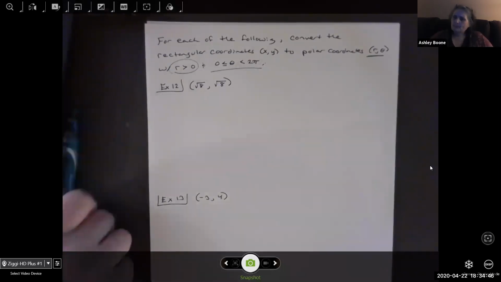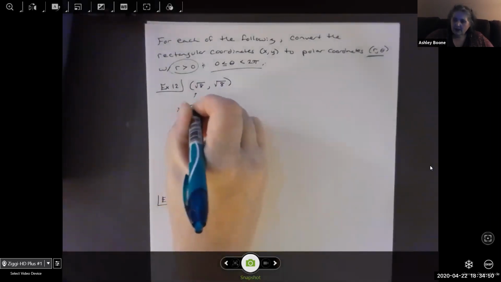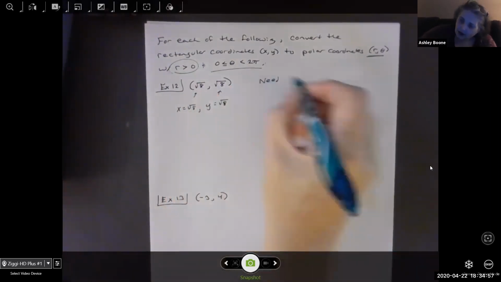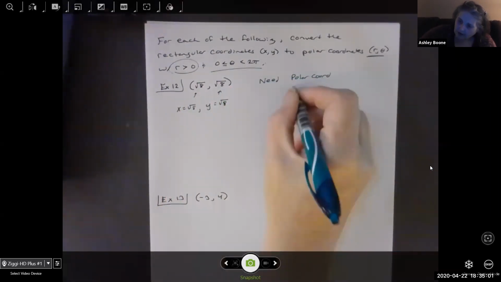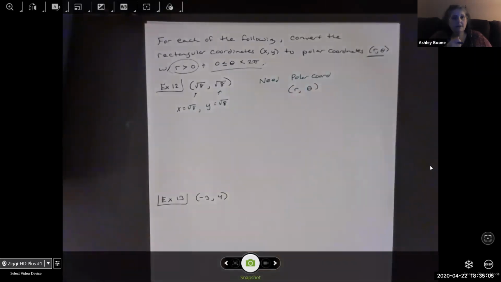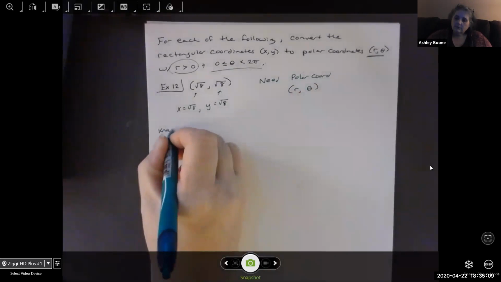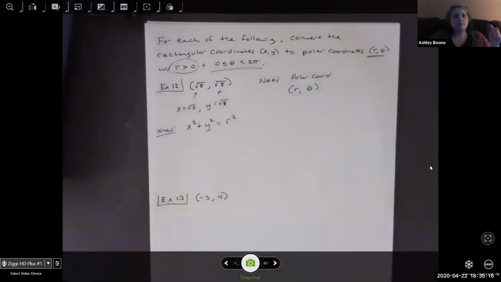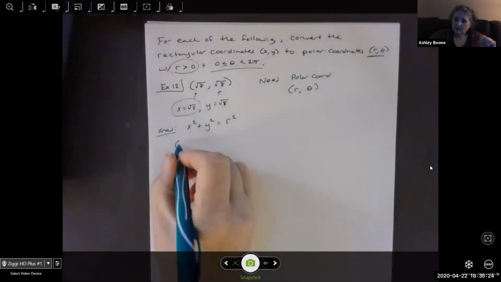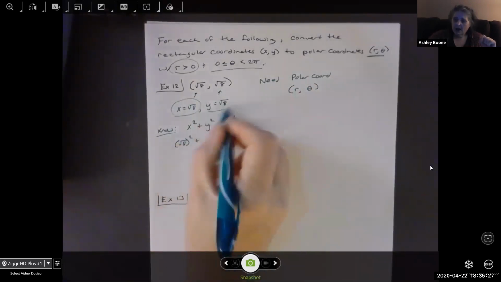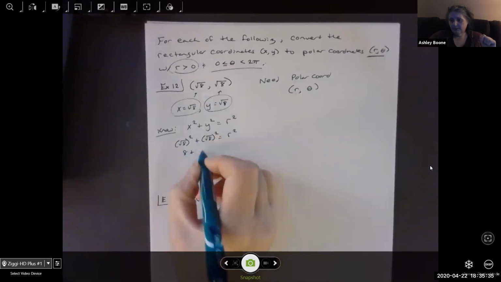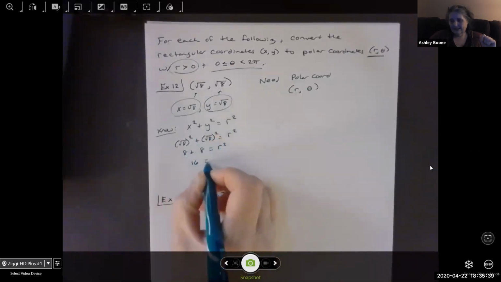So look at this first example. We are given an x value of root 8 and a y value of square root of 8. We need the polar coordinates, which will be in the form r and theta. So we need r and theta. Well, we know from what we just looked at that x squared plus y squared is always going to be equal to r squared. Because we have our circle centered at the origin (0, 0), this is always going to be true. We know what x is, so that's square root of 8 squared. We know what y is, that's square root of 8 squared. That's going to be equal to r squared. So this is 8 plus 8 equals r squared. 16 is equal to r squared.